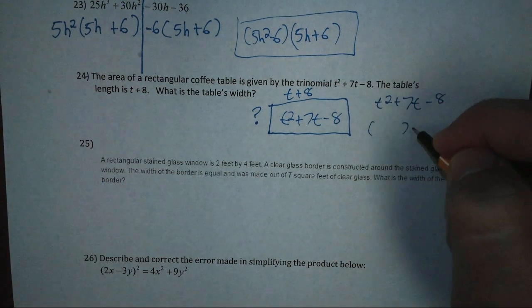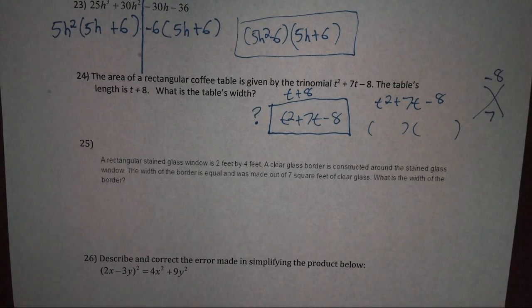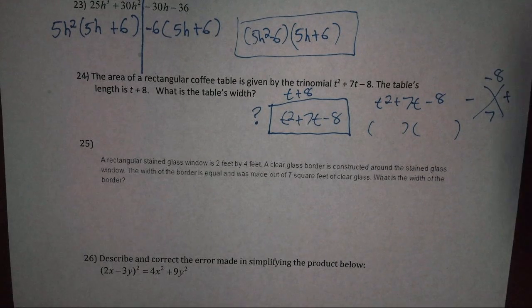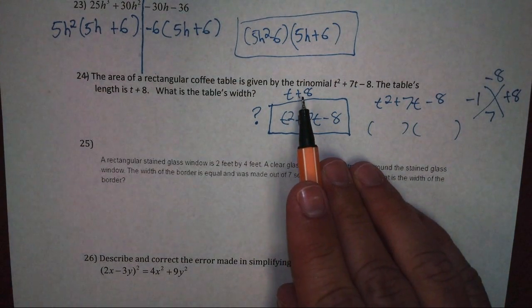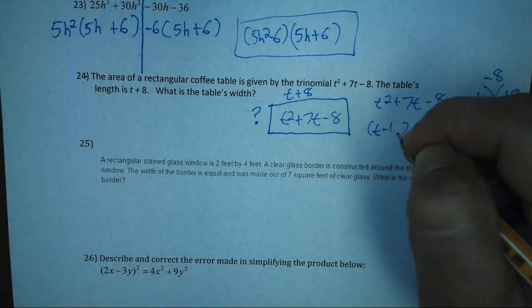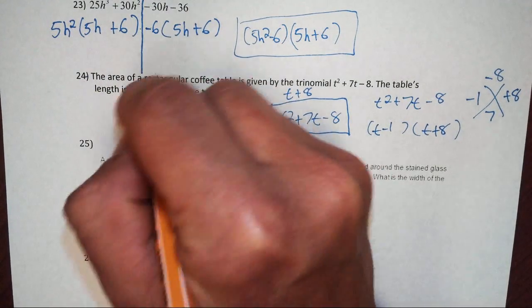So this is a diamond. We're looking for something that adds to give me 7, multiplies to give me a negative 8. So I know I have to use one negative and one positive. So the first thing that comes to mind is 8 and 1, which would work out perfectly. If I used a positive 8 and a negative 1, which they had the plus 8 there for us, so that was kind of a cheat right there. So it has to be t minus 1 times t plus 8. So our missing dimension was t minus 1.